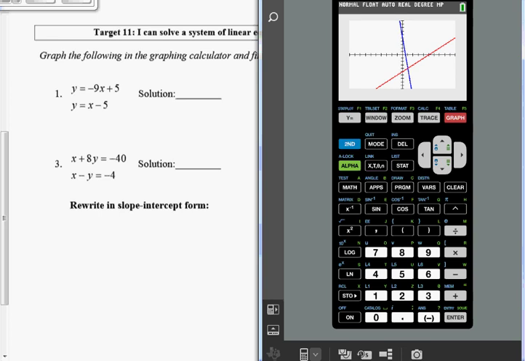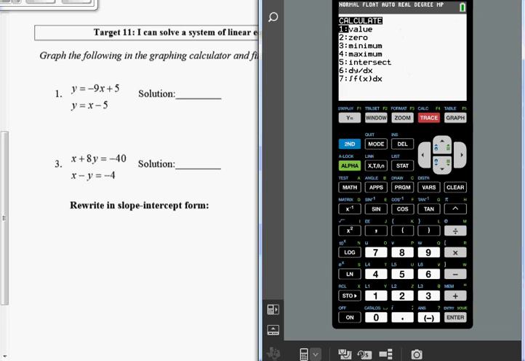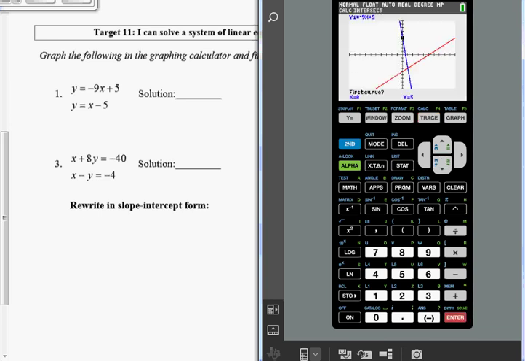We want to see where these 2 lines intersect because that is our solution. So we'll hit second trace, and we want to go to number 5 either by scrolling down or typing in number 5. We're going to hit enter here now 3 times, and it will tell us our intersection is at 1, -4.